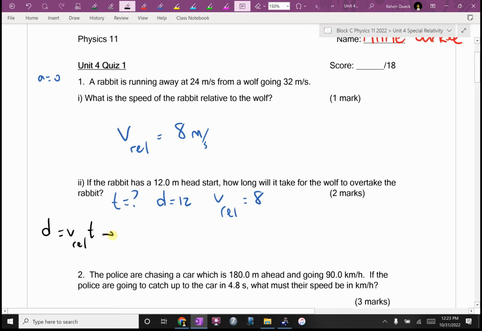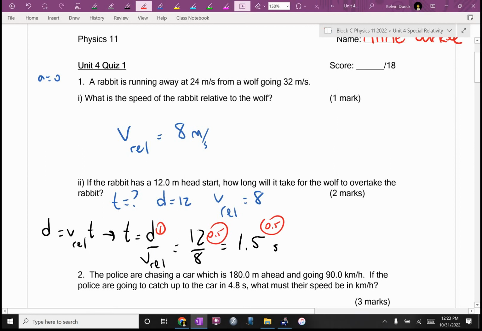I guess I want to get the T by itself. It's going to be D over VREL. It's going to be 12 divided by 8. Doing it in my head, is it 1.5? Seconds. If you got that, 2 out of 2. Otherwise, I would give you 1 mark if I saw that, a half mark for the numbers, and a half mark for the answer.